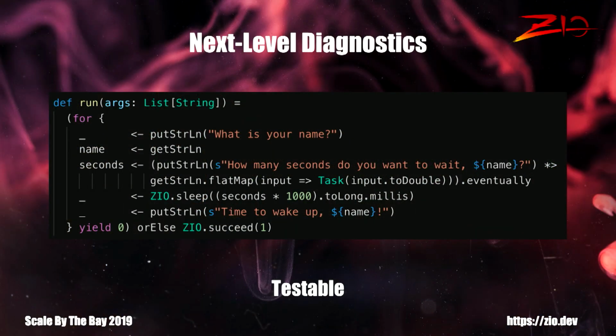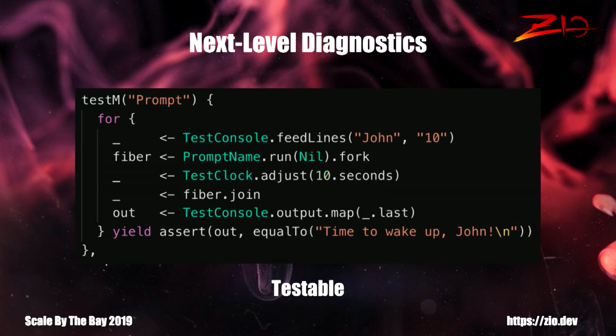In this screenshot here, you can see an application that reads and writes from the console and sleeps and so forth. And it looks like this would be hard to test, but because we're using ZIO, which is based on pure functional programming, and because ZIO has very, very good support for late binding, it allows us to test this deterministically using ZIO Test.